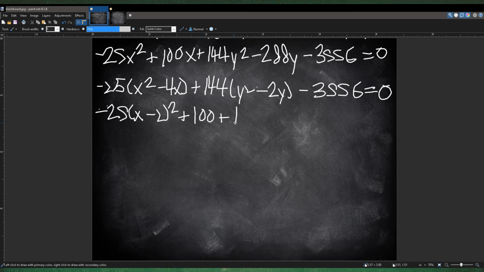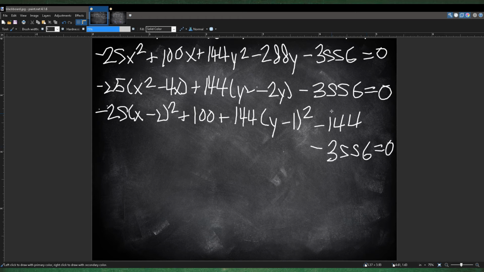Now you got plus 144. Y, negative 2 divided by 2 is negative 1 squared. And then since this is y squared minus 2y plus 1, that's plus 144, so you got minus 144. And you have minus 3,556 is equal to 0.